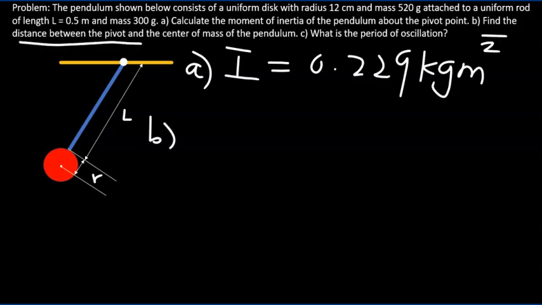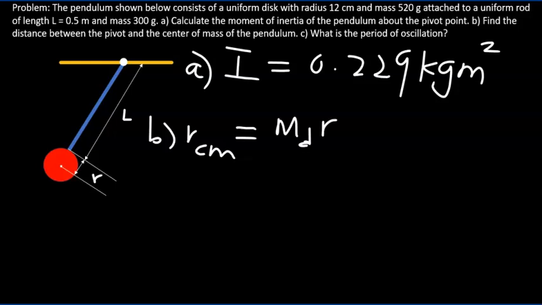Find the distance between the pivot and the center of mass of the pendulum. So let's first determine the center of mass of the pendulum from the axis of rotation. The center of mass can be calculated using the formula that we have seen in our previous video, namely the mass of that disk times its distance from the pivot point plus the mass of the rod times the distance of its center of mass from the axis of rotation.